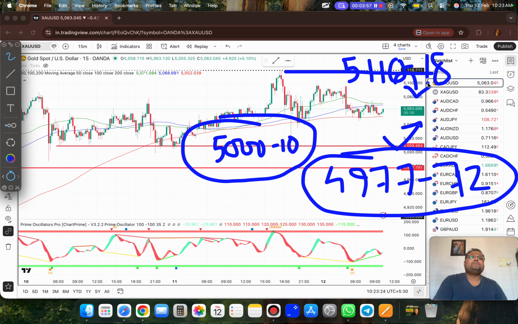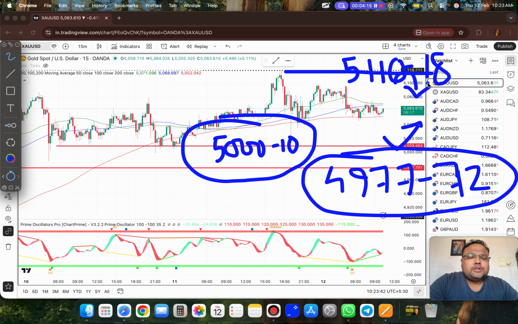How much can you expect? You can expect a selling opportunity of around $15 to $20, meaning 150 to 200 pips. This is gold, my dear friends, and gold has been very volatile recently. So we can expect at least a move of 150 pips.